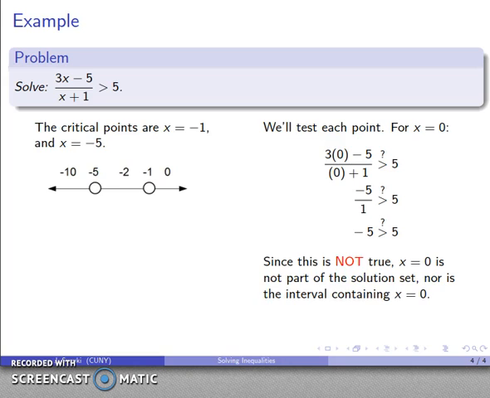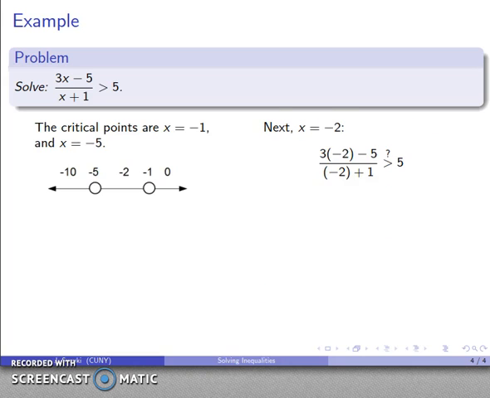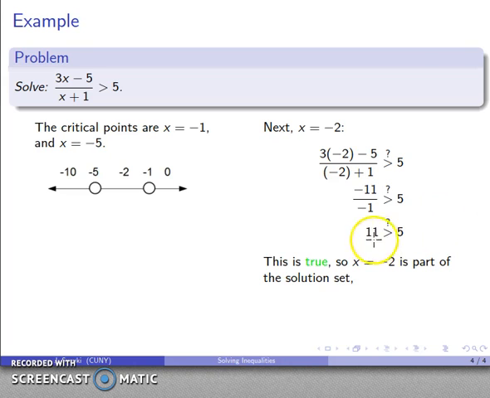Well, our next test point, x equals negative 2. Again, I'll substitute that into my inequality and see if I get a true statement. So let's see, all the dust settles, 11, and 11 is greater than 5. It is true that 11 is greater than 5. So x equals negative 2 should be part of the solution set, so I'll go ahead and indicate that. And I want to shade the interval that includes negative 2, and that's going to be this entire middle section.